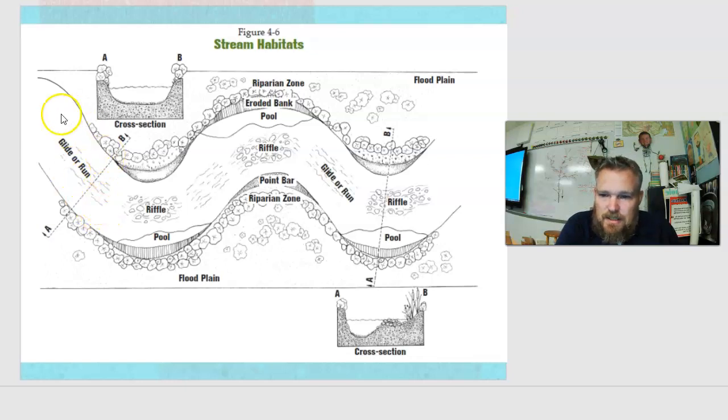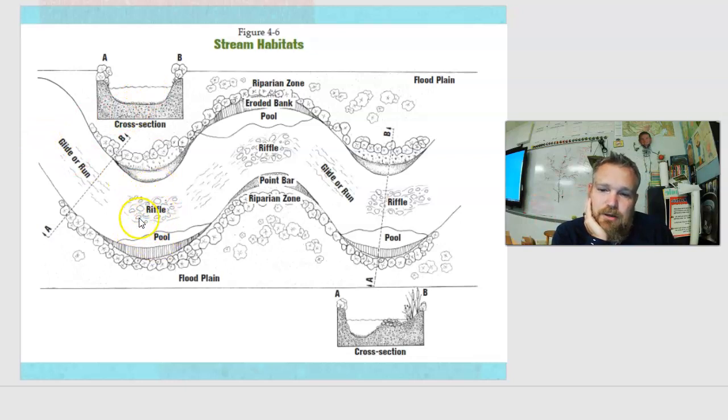So let's look at the glide or run first. It's an area of a river where you have uniform depth across the channel, which means that the water flows pretty smoothly through there, and it's not turbulent. It's just flowing through at a nice, gentle pace. Speed of the water doesn't have anything to do with it. It's just that because there are no depth changes, there's not a difference in how fast the water's flowing across the channel for the most part.